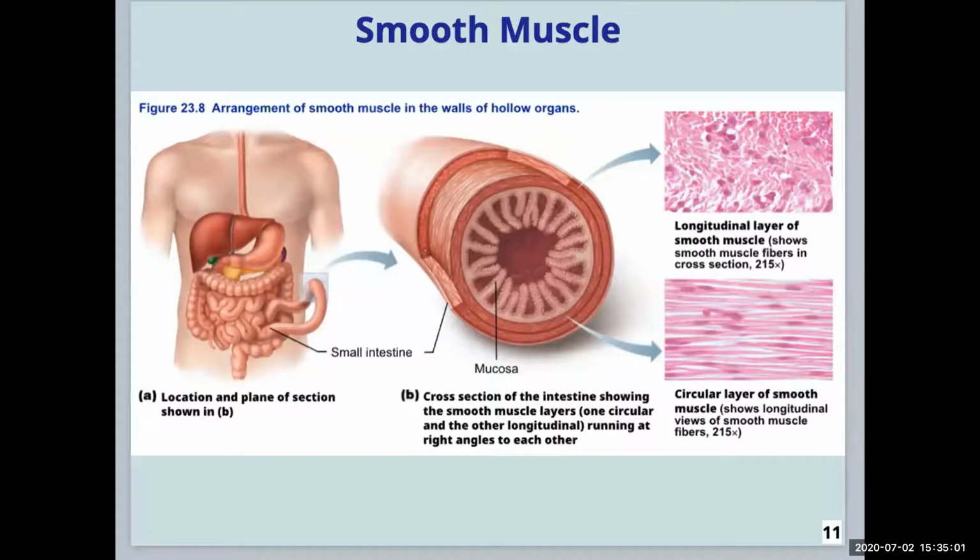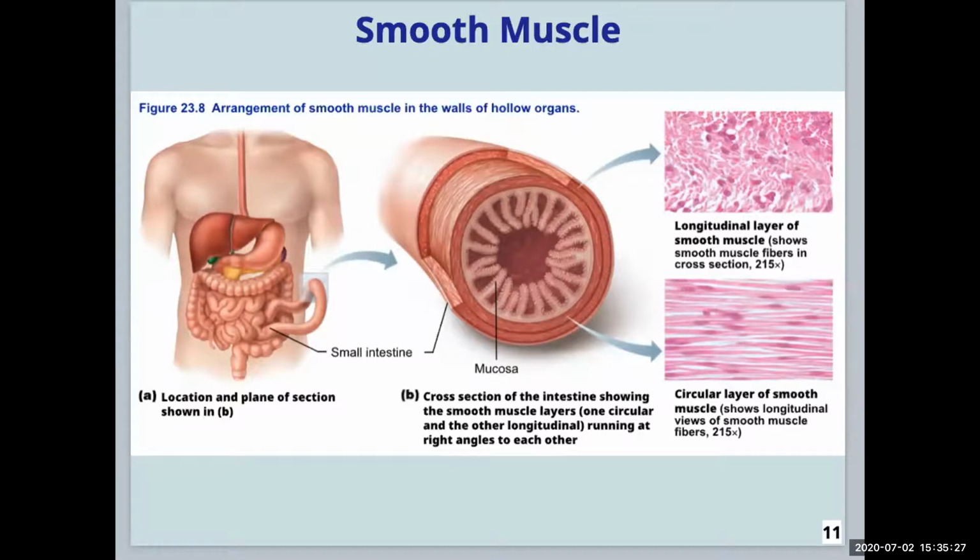As we just mentioned, the smooth muscle in your GI tract is arranged in 2 sheets, with the outer layer being the longitudinal layer and then the inner one being the circular layer. In your stomach, there is an additional oblique layer of smooth muscle. And that makes the stomach particularly good at churning and mechanically breaking down foodstuff.